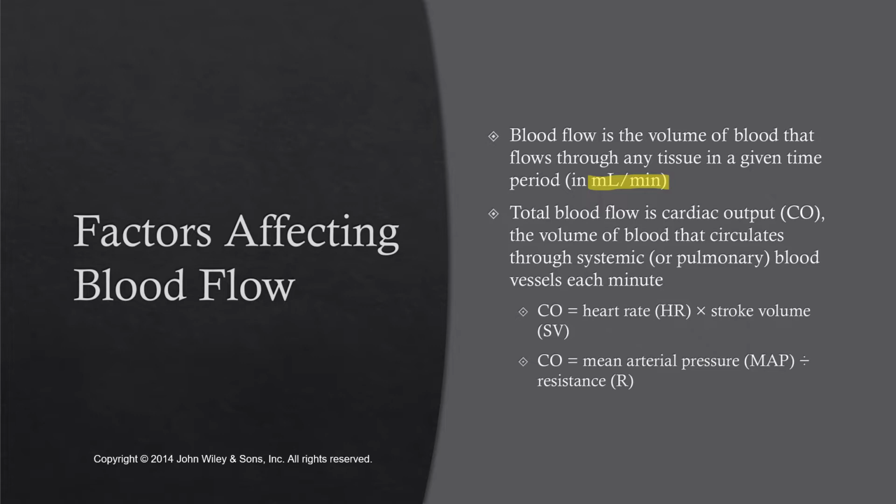Now total blood flow, this is the cardiac output. Remember, cardiac output is the volume of blood that circulates through the systemic blood vessels every minute. Now in the last chapter, we saw that cardiac output depends on the heart rate and the stroke volume. So we got this equation here to calculate cardiac output in the last chapter. Now another way that we can calculate cardiac output is to divide the mean arterial pressure, otherwise known as MAP, by the resistance in the blood vessels.